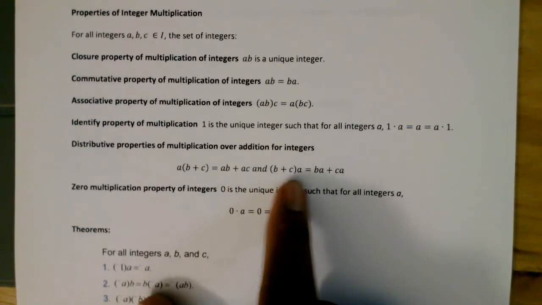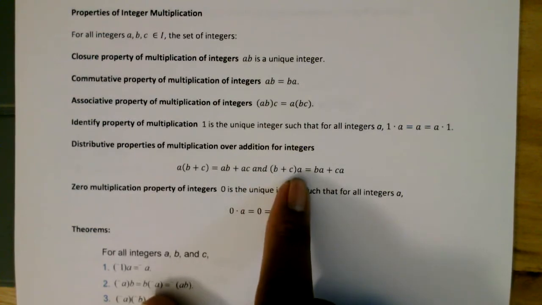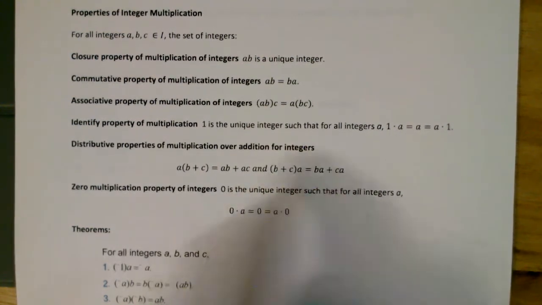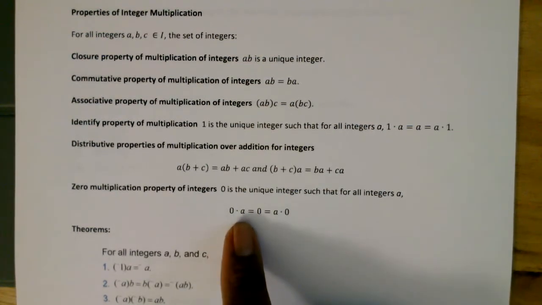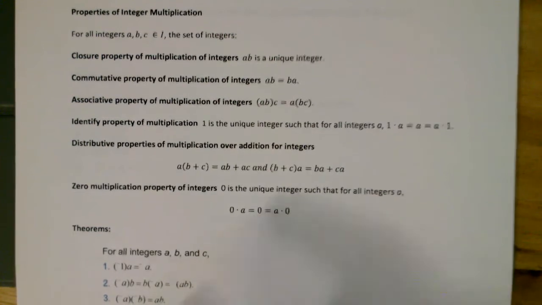And the same here. B plus C, that quantity multiplied by A, it'll be distributed over the B and the C through multiplication of B times A plus C times A. And keep in mind that A, B, and C are in the set of integers. And also the zero multiplication property of integers, where 0 is a unique integer, such that if I multiply 0 times any integer, I would get 0, or any integer multiplied by 0 would be 0.